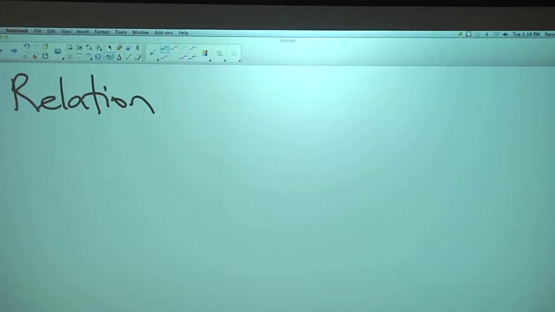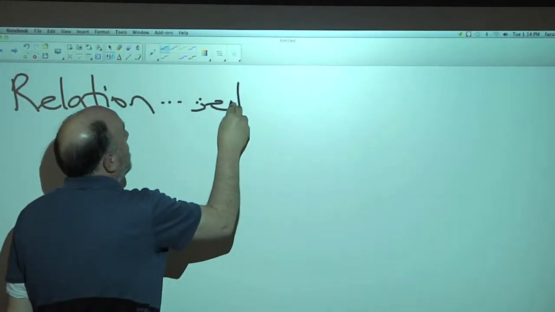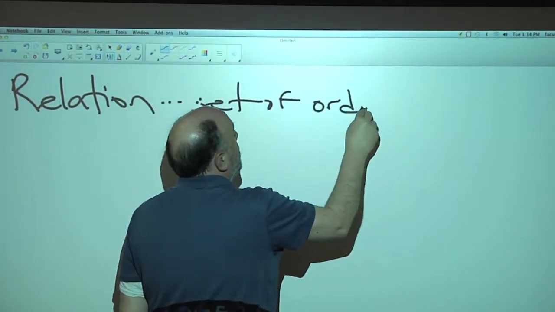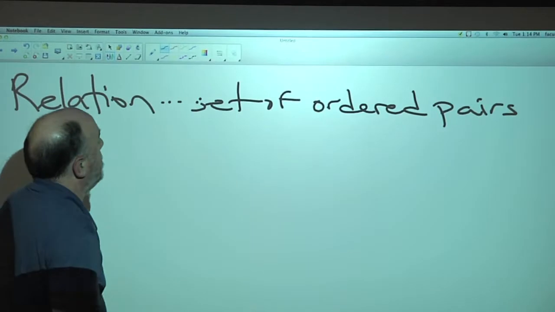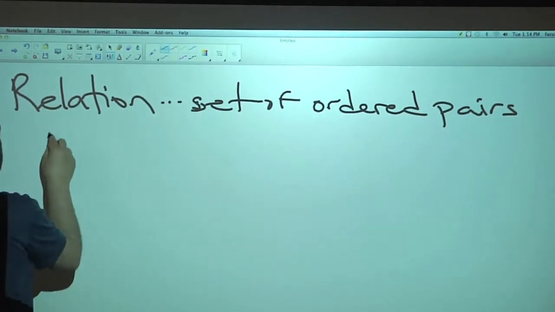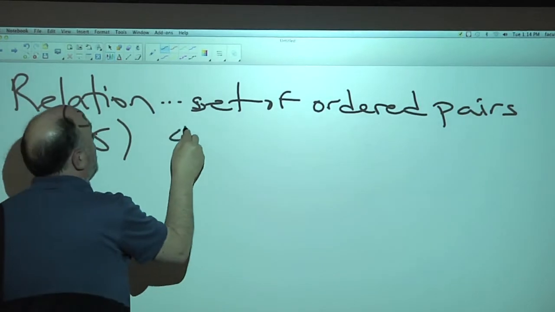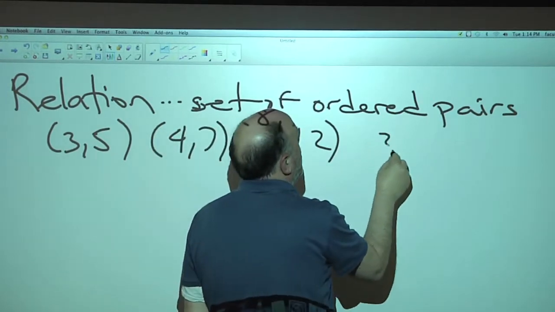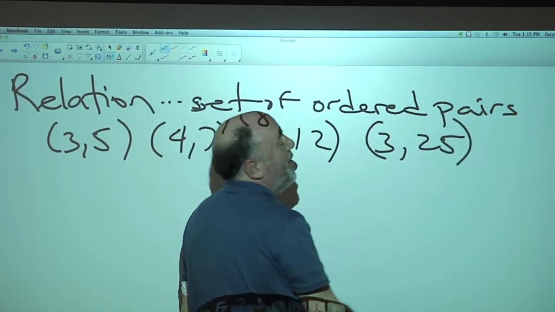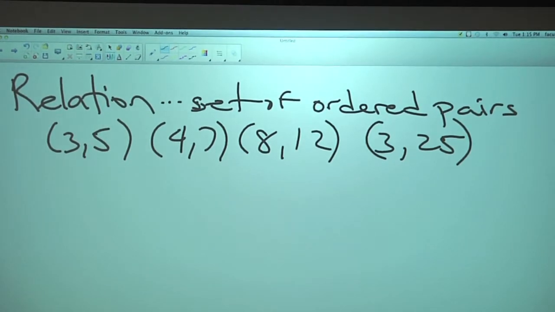Of whether something is a relation, is it a function, or is it a one-to-one function. So a relation is just a set of ordered pairs. For example, (3, 5), (4, 7), (8, 12), (3, 25) would be a relation. A set of ordered pairs.